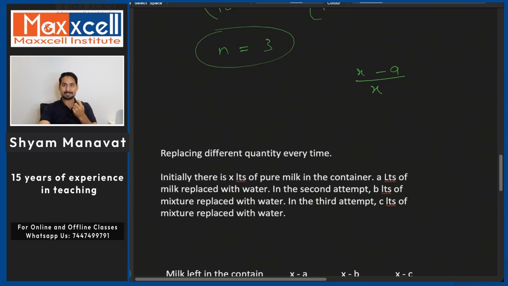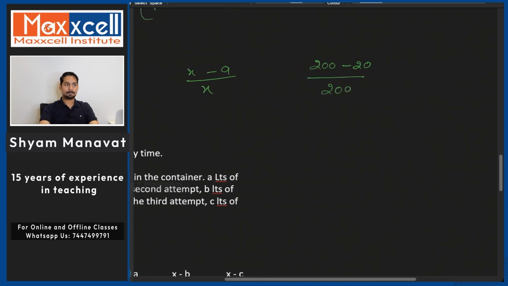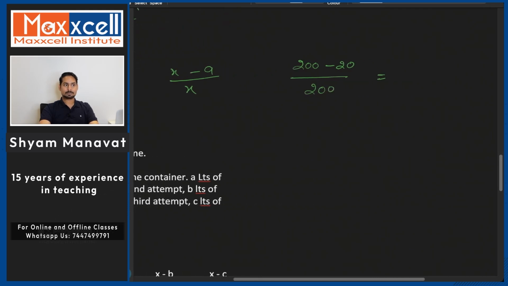Suppose it is milk, so suppose X liters of milk earlier. Suppose you have 200 liters of milk earlier, you remove 20 liters and replace with water, adulterate. Total quantity will still remain 200. So now milk is how much? Milk is 180 liters left in the container out of 200, right?